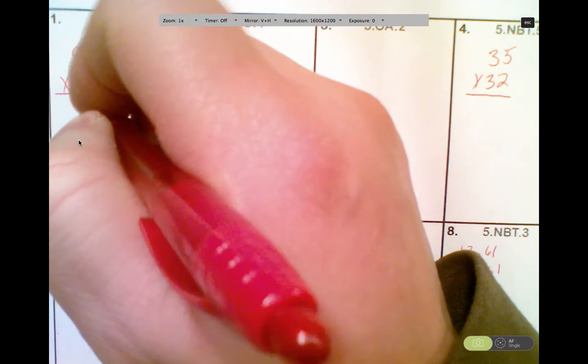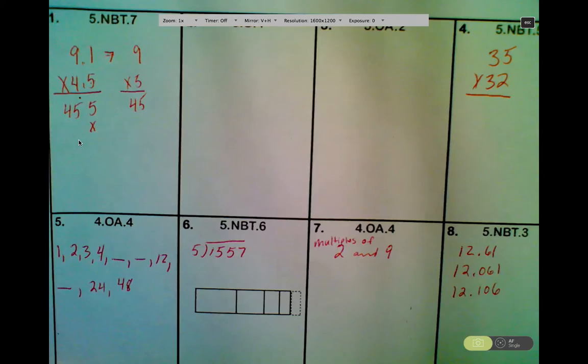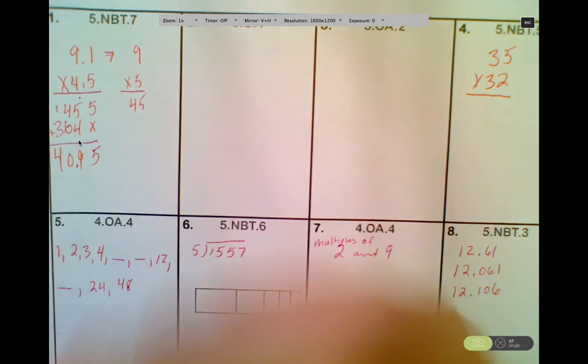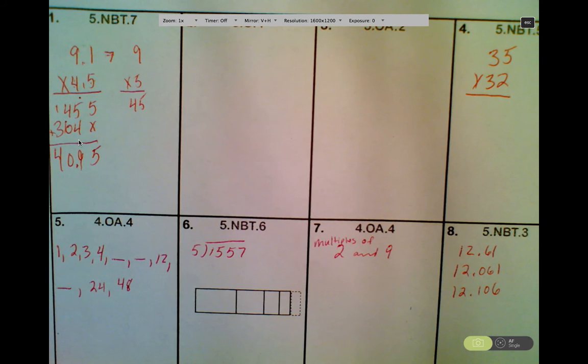5 times 1 is 5. 9 times 5 is 45. A little place marker here. 4 times 1 is 4. 4 times 9 is 36. Add those together. We should get 40 and 95 hundredths, which is also close to 45, so we're good.